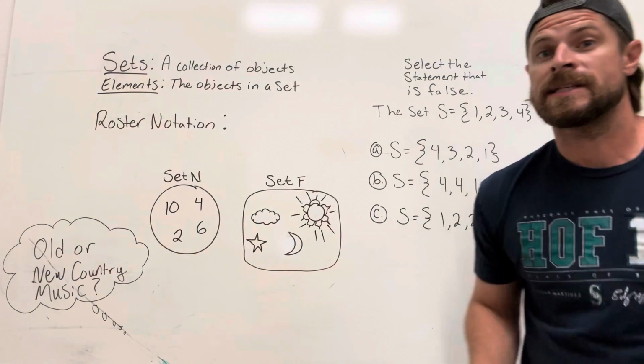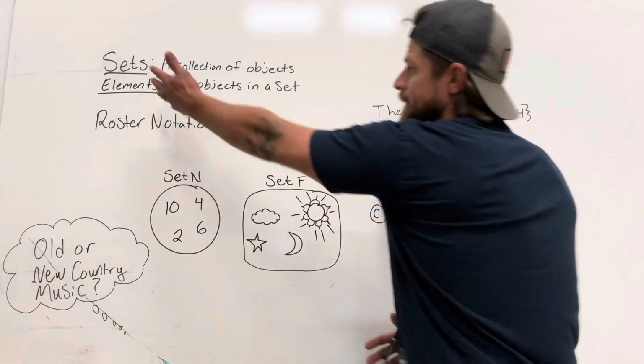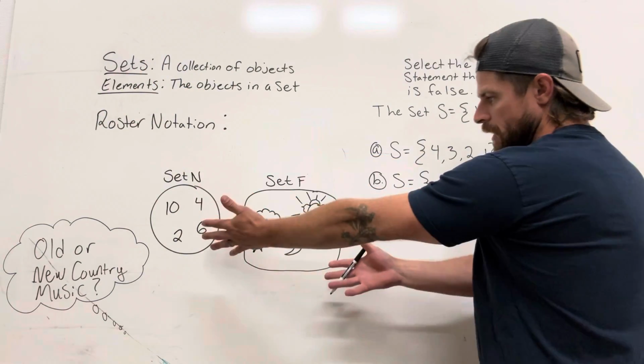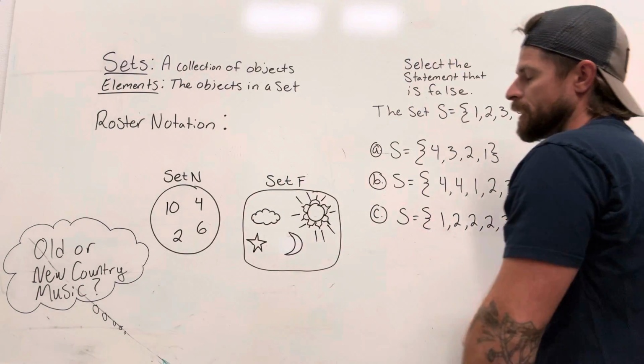All right, in this video, I'm going to teach you guys all about sets in mathematics. So what is a set? What is an element? How do we write out roster notation? We're going to look at a couple of examples here. Then we're going to answer a question that I have written up over on the other side.